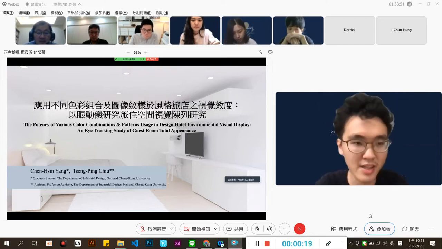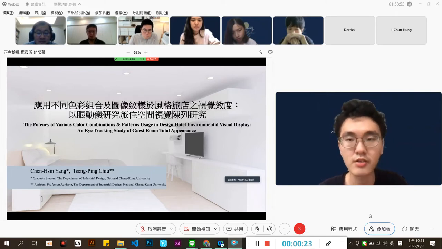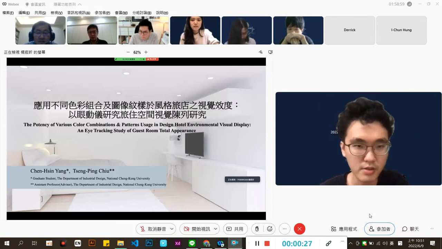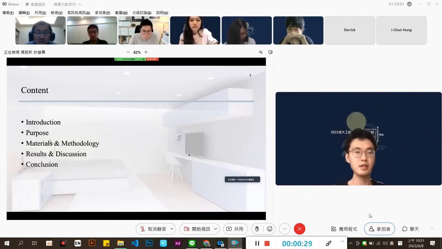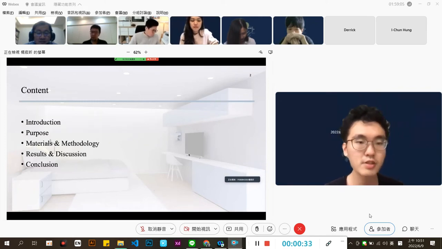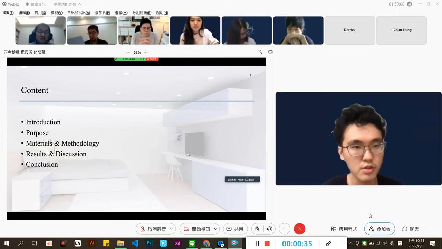I'm going to share my thesis, the potency of various color combinations and patterns usage in design hotel environmental visual display, an eye tracking study of guest room total appearance. Today's content includes five parts: introduction, purpose, materials and methodology, results and discussion, and conclusion.